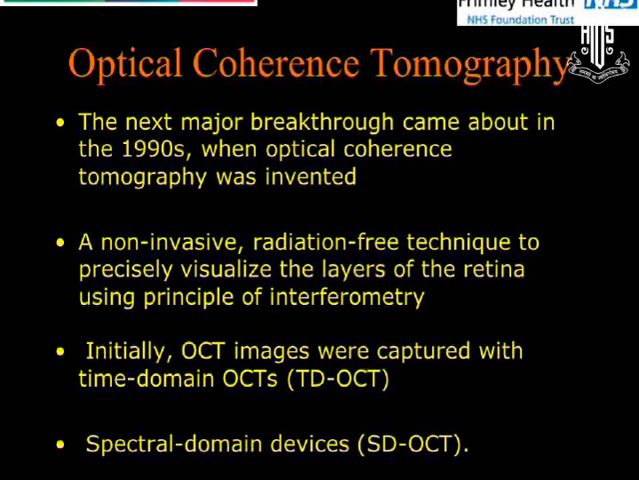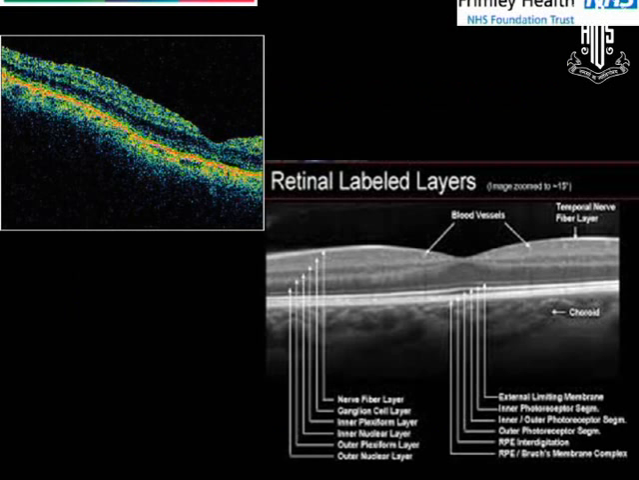The next major breakthrough in retinal imaging came in the 1990s with the advent of optical coherence tomography, or OCT. This is a non-invasive, radiation-free technique that can precisely visualize the layers of the retina using the principle of interferometry. Initially, OCT images were captured with what was called time domain OCT, and this very soon was followed by spectral domain OCT, which allowed you to look at all the layers of the retina.